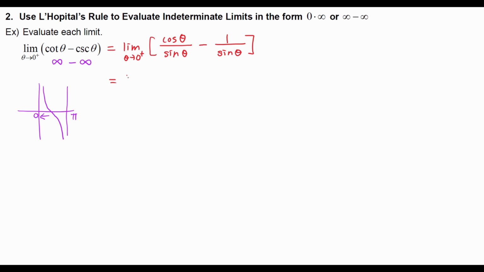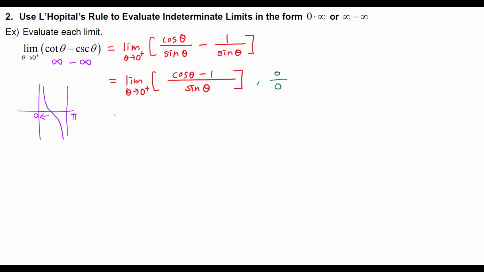So that's equal to the limit as theta approaches 0 from the right. My common denominator is sine theta. My numerator is cosine theta minus 1. So if theta approaches 0 from the right, cosine of 0 is 1. So I get 1 minus 1, which is 0, over sine of 0, which is 0. So we have established the 0 over 0 indeterminate form. So I get to use L'Hopital's rule.